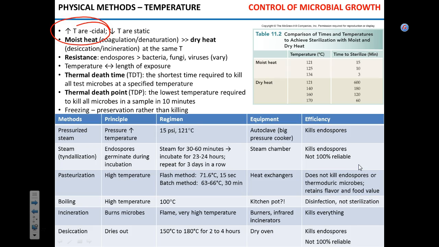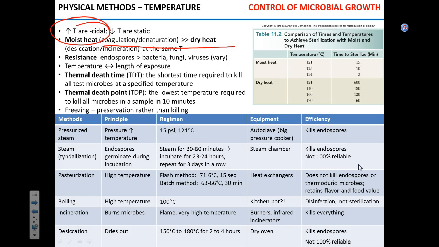Now, in terms of the heat, there are two types of heat, moist and dry. Moist heat is more effective than dry heat at the same temperature for the same microbe. That is important, for the same microbe. We always have to have only one variable when we compare two things. Does that make sense? Same microbe, same temperature, moist heat will be more effective.